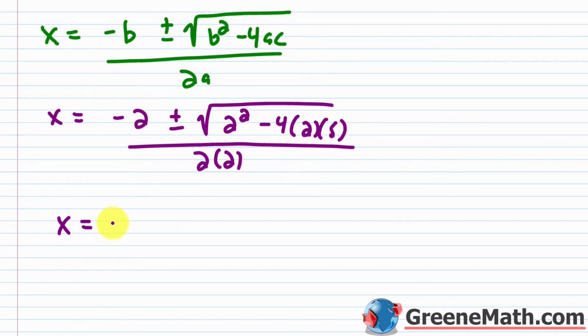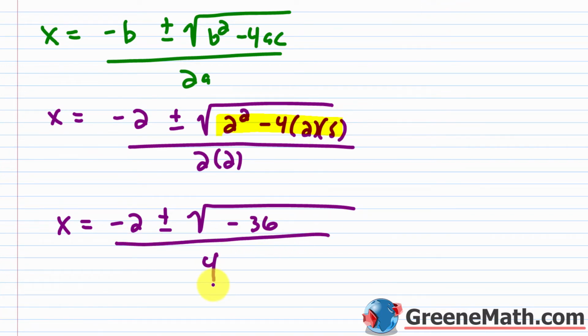So x is equal to negative 2 plus or minus the square root of 2 squared, which is 4, minus 4 times 2, which is 8, times 5, which is 40. You do 4 minus 40, and that's going to be negative 36. You can see that because this part ends up being negative, you're going to have these complex solutions. Then this is over 4 because 2 times 2 is 4. And the square root of negative 36 is 6i, right? The square root of 36 is 6, and the square root of negative 1 is i.